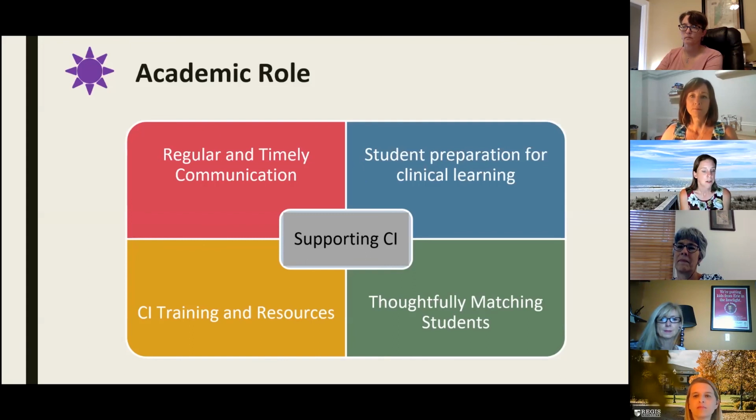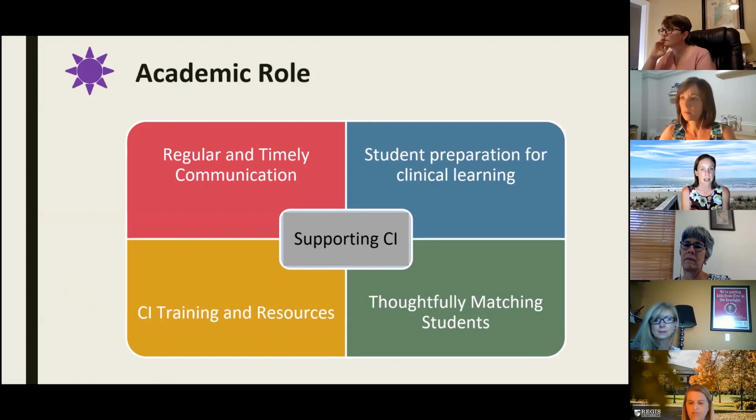Thoughtfully matching those students is important. Every program may have a different philosophy around this. Whether you feel you need to match students with the same learning style, or match students who are just interested and open? What are the qualities and characteristics you're identifying in your students that make them a good match together, but also a good match for the clinical experience?